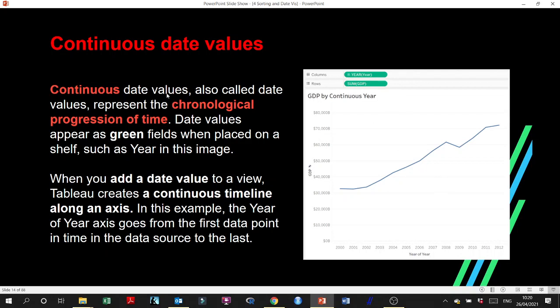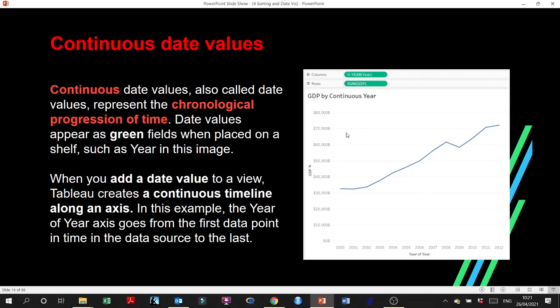So continuous date values, also called date values, represent the chronological progression of time. So it is also important to know that it's about the progress over time. Chronological, there's a time order taken care of here. It's in green. You add the date value to a view in Tableau so that you can create a continuous timeline along an axis. And this is an example we have here: sum of sales, profits, GDP over years.